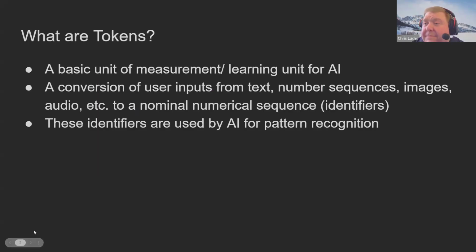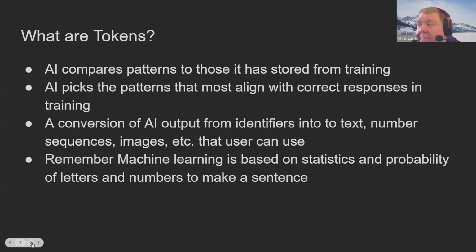Tokens are exactly that. They're a basic unit of measurement or learning unit for AI. It's basically a conversion of user inputs, whether text, numbers, sequences, images, or audio, whatever you put into your prompt, into some sort of nominal numerical sequence that the AI can understand. I'll call them identifiers. Those identifiers are then used by AI for pattern recognition. It compares those patterns to the patterns it learned during its training, and then the AI picks the patterns that most align with the correct responses in training.